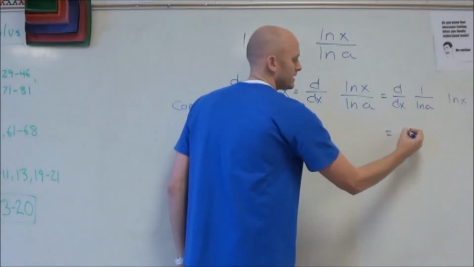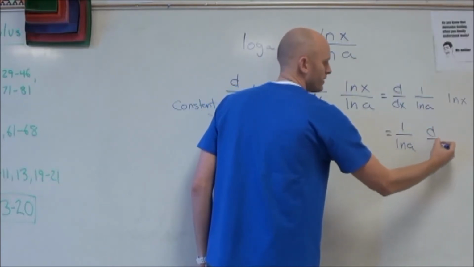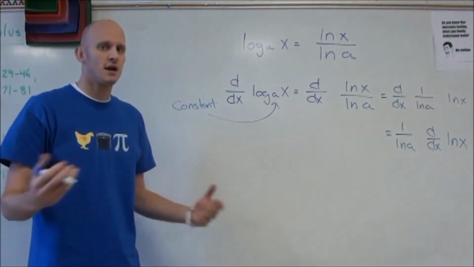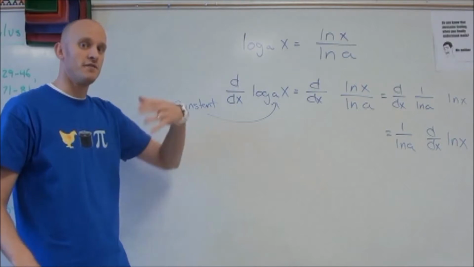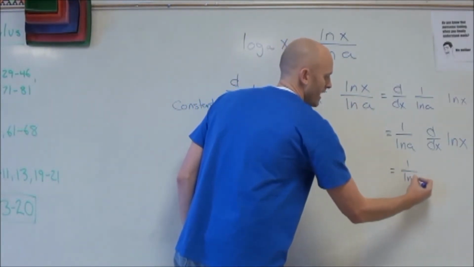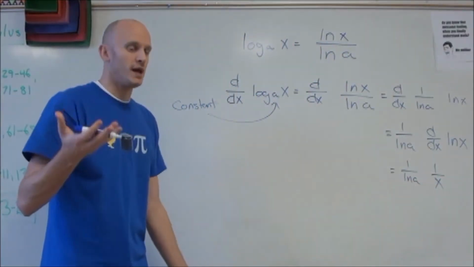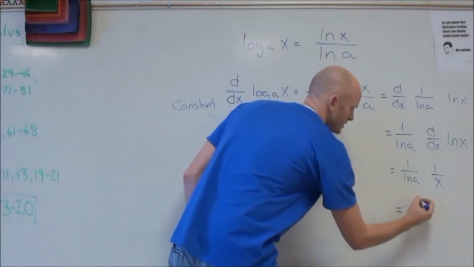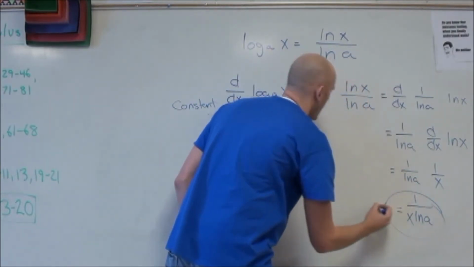So it is 1 over the natural log of a multiplied by the derivative with respect to x of the natural log of x. Now, based on our previous knowledge, we know the derivative of the natural log of x. That derivative is 1 over x. So this is 1 over the natural log of a multiplied by 1 over x. This will be our derivative of the log function. Simplifying, it is 1 over x natural log of a.